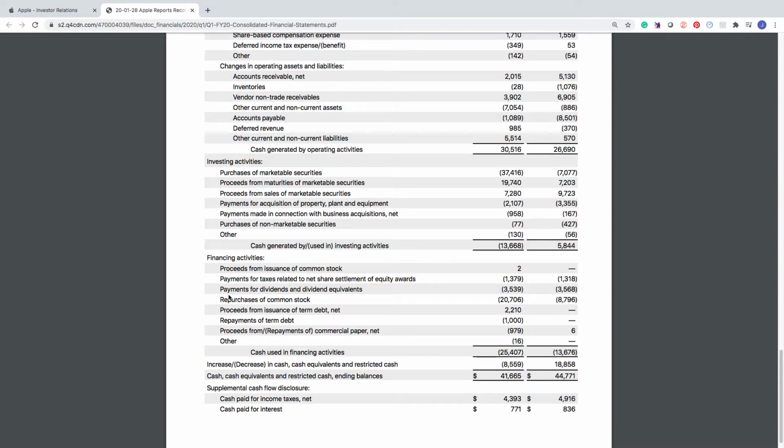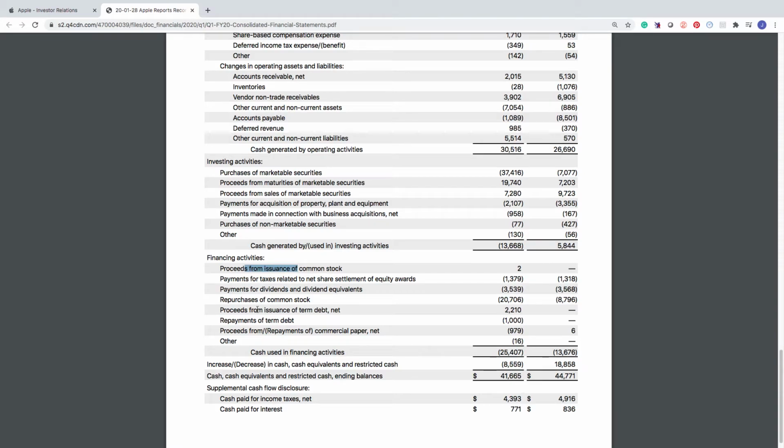Now, the question is, what are these activities? These are activities where Apple has raised funding through either the stock markets or the debt markets to run their business. So let me give you an example of this. Proceeds from issuance of common stock, which is a non-existent number in the case of Apple, but effectively what this shows us is the amount of funding which a company has raised from the stock markets.